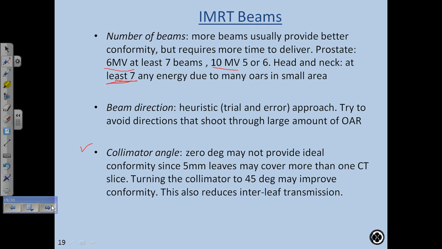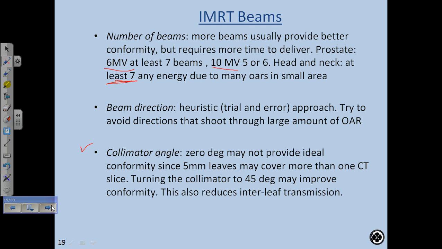And also, it reduces interleaf transmission. If you're delivering IMRT, remember how the transmission between the leaves is higher than through the leaf? Remember that? So for every field, that little slice between the leaves might overlap. So you're delivering a lot of dose between the leaves, because that gap is the same as you rotate the gantry. The gap sits in the same spot.